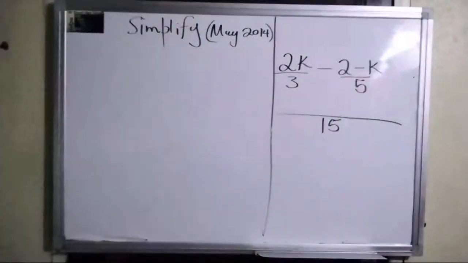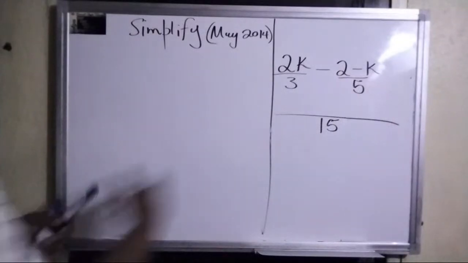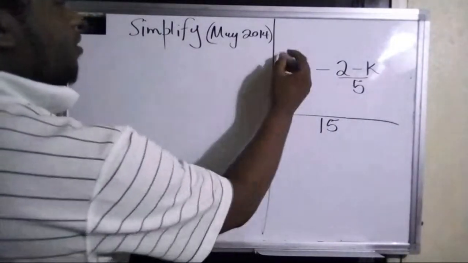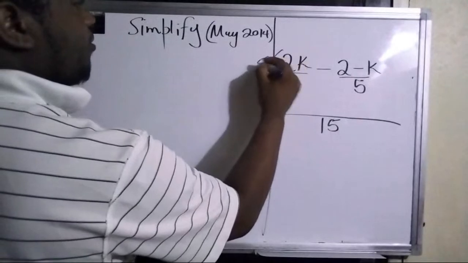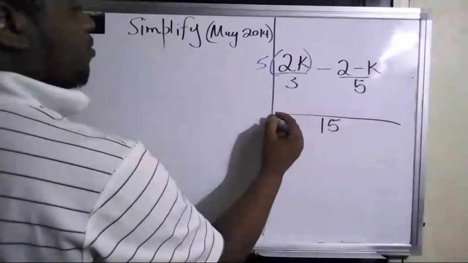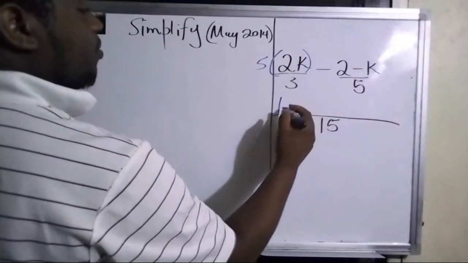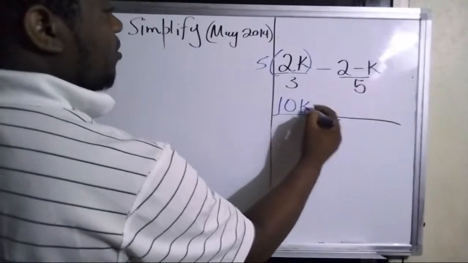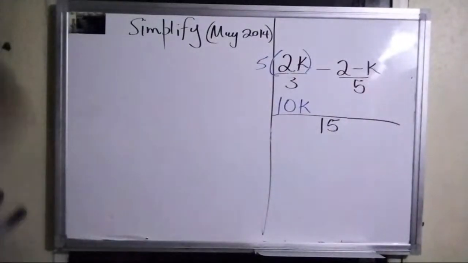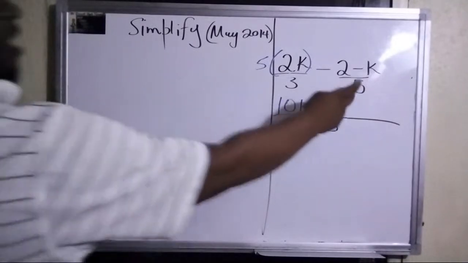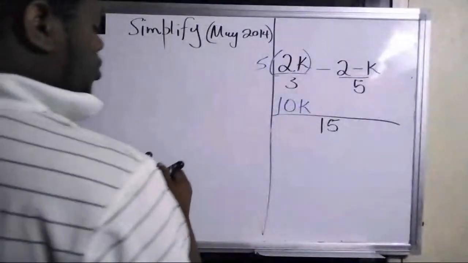Alright, so the LCM would be 15, and then we said 3 into 15 goes 5 times. So multiply 2k by 5, right? 5 times 2k will give us 10k. This is where it can get a little bit tricky. We have 5 into 15, that goes 3 times.